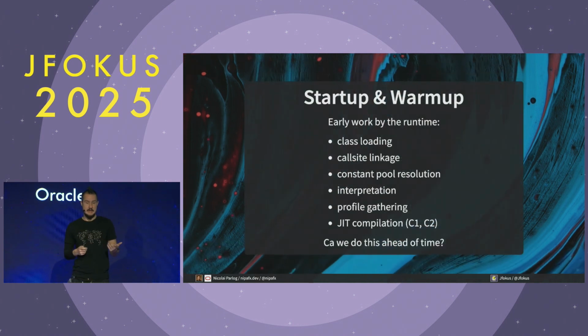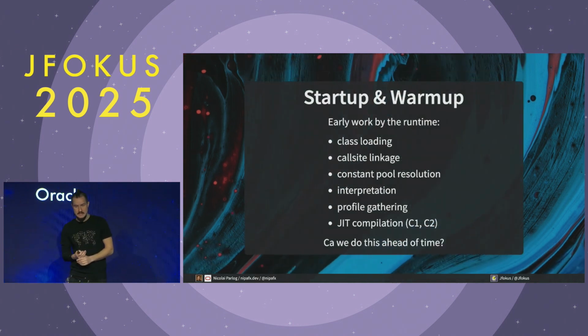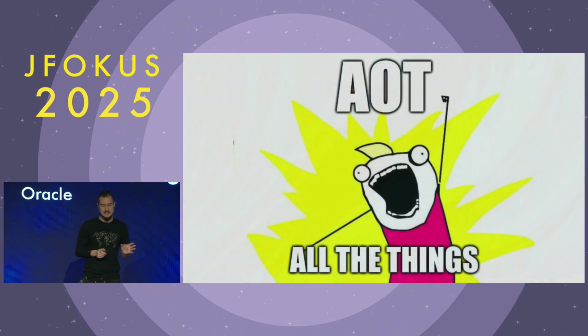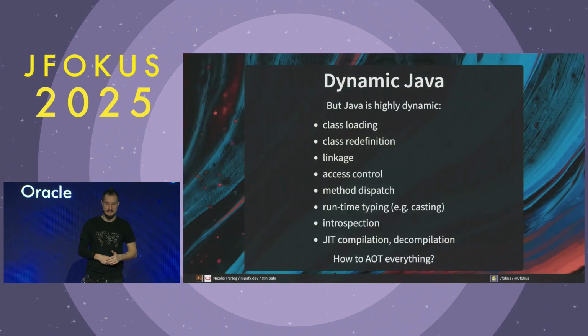And Project Leiden came up to change that. What it wants to do is to try to find this early work that the runtime has to do and try to put it somewhere else. So class loading, call site linkage, constant pool resolution, interpretation. There's an N missing at the bottom. Can we do all of this ahead of time? So really the goal is basically just AOT all the things. Do everything ahead of time, so that in that perfect universe, the first thing that happens is your first statement at peak performance. Of course, that's far way off, but that's the goal. That's the thing where this is heading.